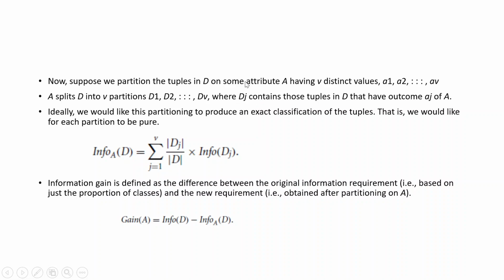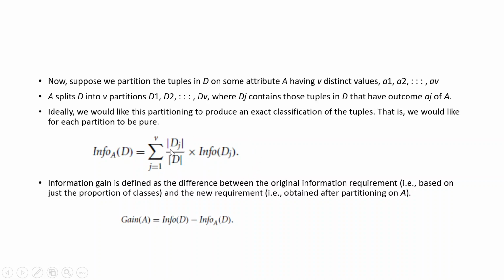That is what Info_A(D) actually stands for. For attribute A, we said we have V number of partitions because there are V number of values. For example, in the case of age, we have youth, middle age, and senior, so we have three classes here. For each one of them, we find the entropy, and then we take the weighted average of that entropy.